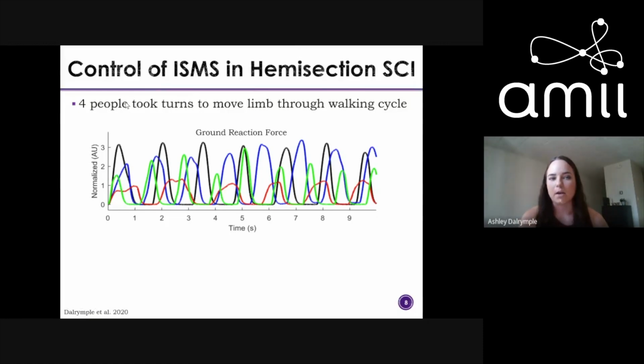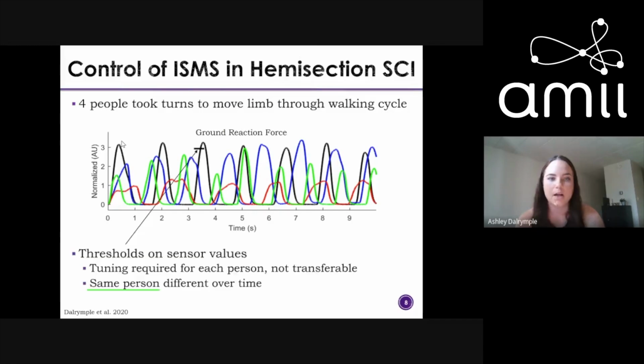We didn't really give them much information. We just said, walk the cat's limb through a walking cycle. And so each color here is a different person. And you can see that they differ quite a bit from each other. So for example, for the person who's outlined in black, if we were to put a threshold here for their forces to indicate, now it's time to transition from one phase to the next, then that threshold is not transferable to, say, especially the person outlined in red.